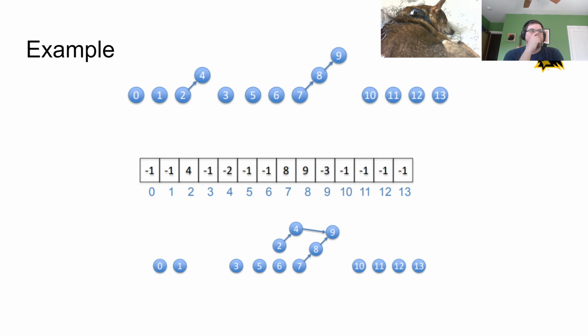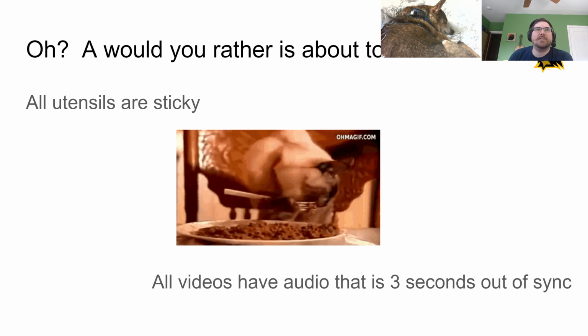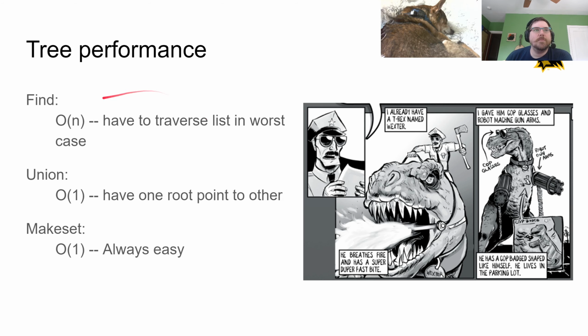All right, what else can we do? I'll give you a hint. I've flashed the slide a few times. So we improved union to make find faster. How can we improve find to make find faster? I'll pause it. Okay, I'm back.